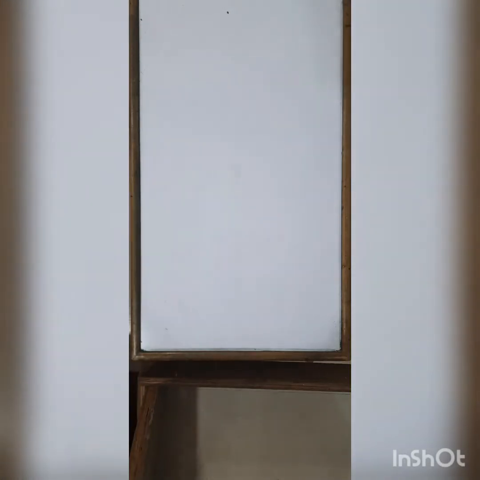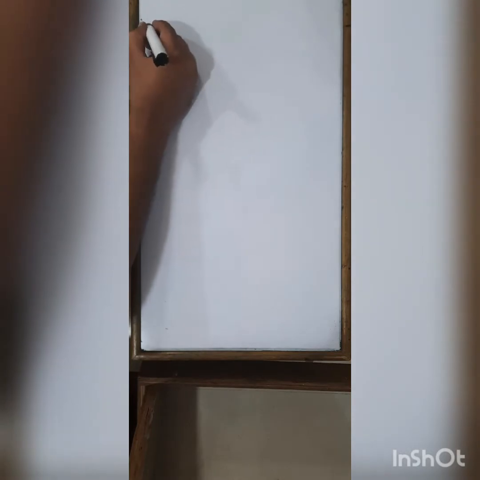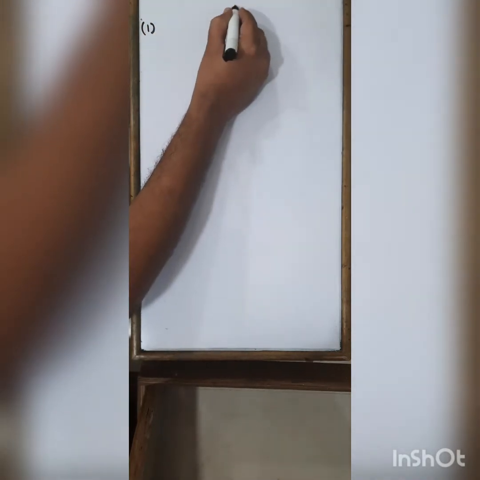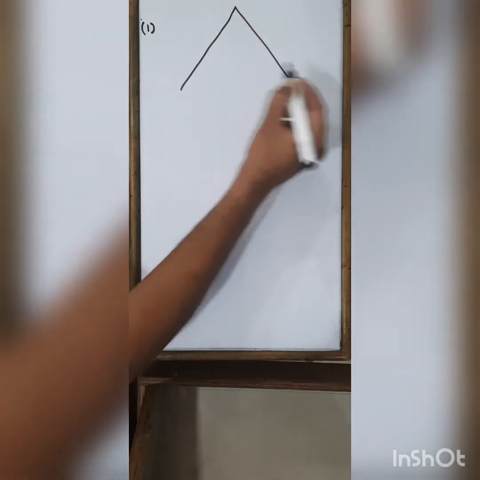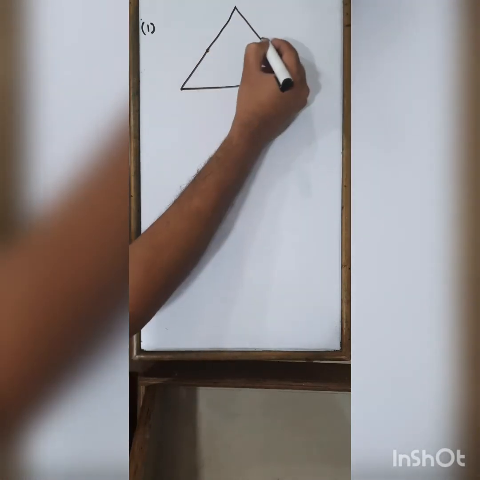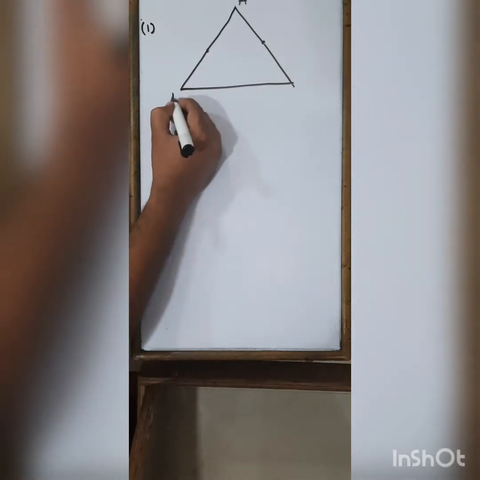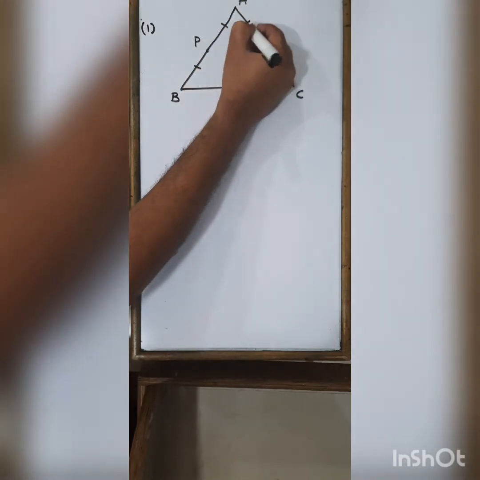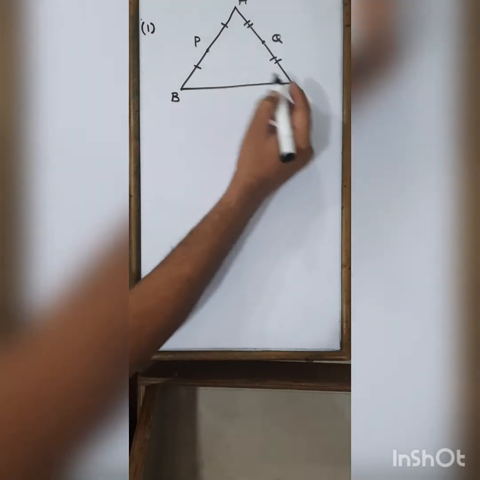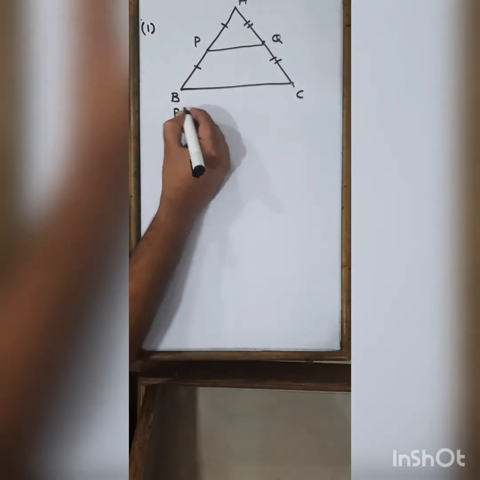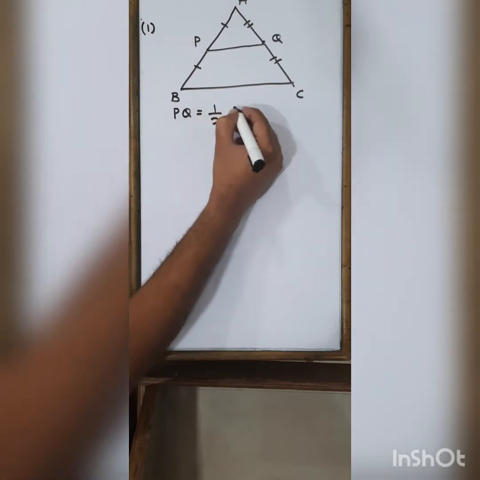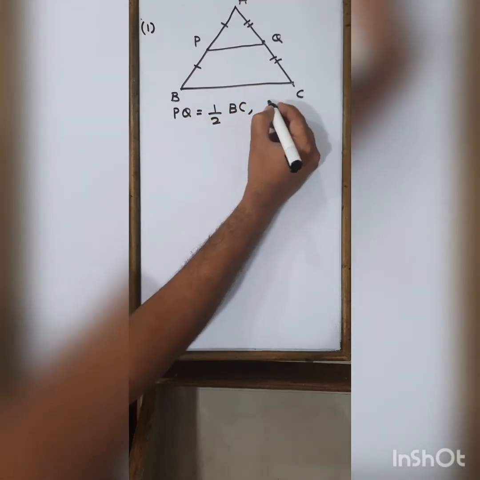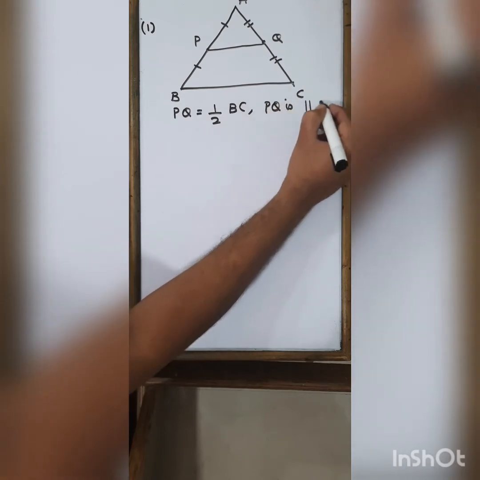Hello friends, in this video we are going to study how to solve proof sums of midpoint theorem. Before we start, we should know the basics of midpoint theorem. The first theorem states that in a triangle, a line segment joining the midpoints of two sides, this is A, B, C and this is P, Q. If P and Q are the midpoints of AB and AC respectively, then PQ is equal to half of BC and PQ is parallel to BC.